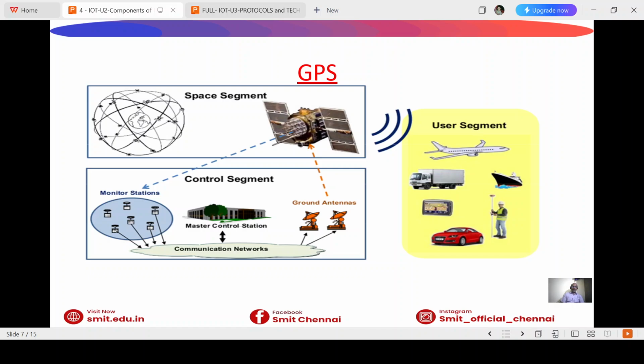This is the GPS space segment, control segment, and user segment. User segment can be anything: a man or any device, mobile device, a ship, car, van, truck, airplane, whatever it may be. Space segment is the satellite through which we send and receive information. In the control segment, we have monitoring stations and ground antennas through which we receive information, and a master control station to control the entire operation of the GPS system.